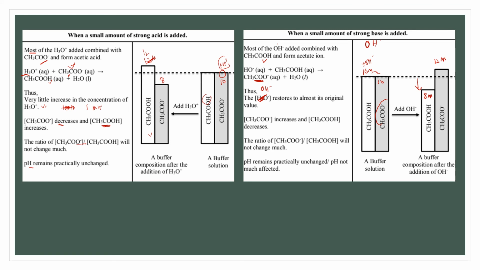Restore to almost its original value. Macam tak banyak sangat addition dia. Lebih kurang sama saja dengan before. Ini menyebabkan CH3COO minus of concentration will slightly increase. CH3COOH akan slightly decrease. So, the ratio tak akan berubah sangat. pH akan not much affected. So, awak tak boleh kata pH dia sama sangat. Dia akan change sedikit tapi tak banyak sangat. Almost constant. Okay?